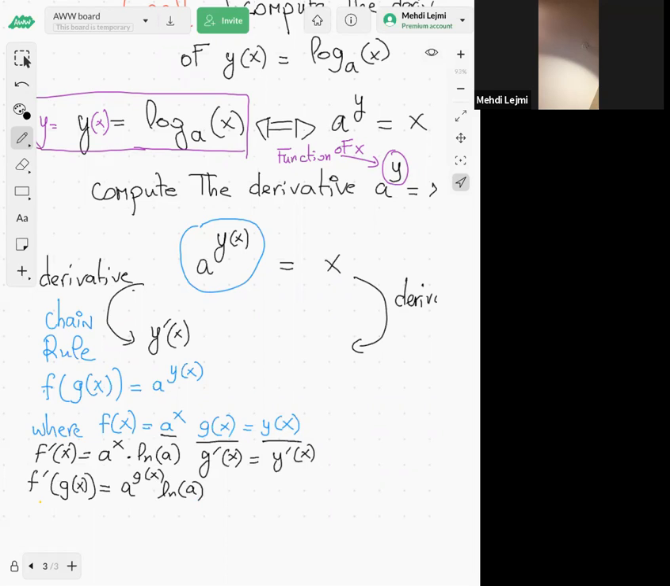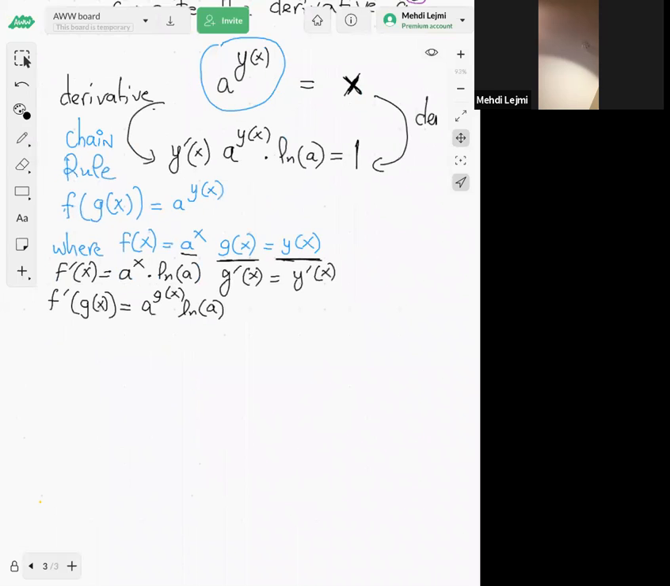And my g of x is y of x. So here we're gonna have a to the power y of x times ln of a equal to, and on the right side we have x. What's the derivative of x with respect to x? It's 1. So what I'm saying, guys, is that y prime of x times a to the power y times ln of a is equal to 1.